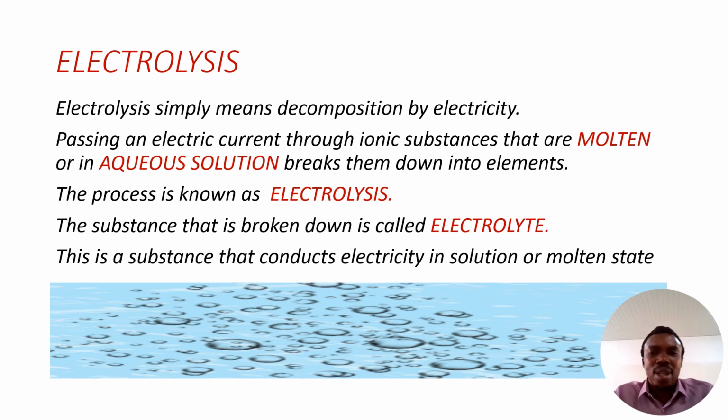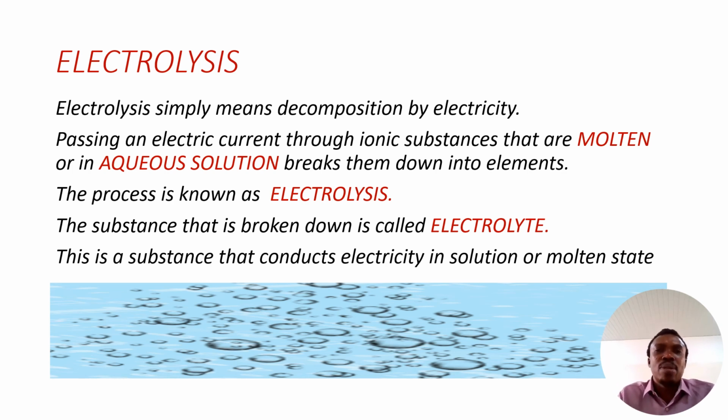In molten state. When the substance is in solution or in molten state, the ions are free to move. When ionic compounds are in solution or in molten state, we get what? Electrolyte. And at that point, the ions are free to move. So this is a substance that conducts electricity in solution or in molten state. Generally, electrolysis can be defined as the chemical decomposition of an electrolyte into its component ions or elements by the passage of what? Electricity through it.